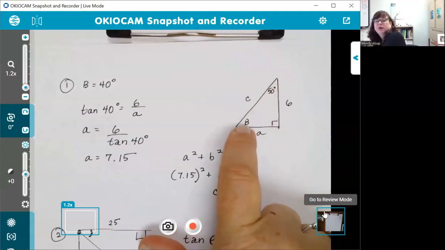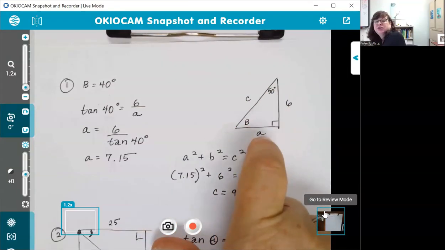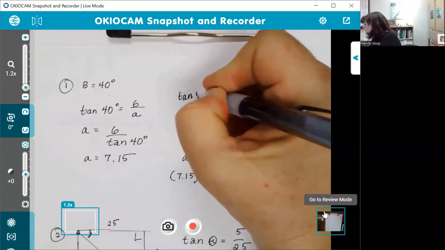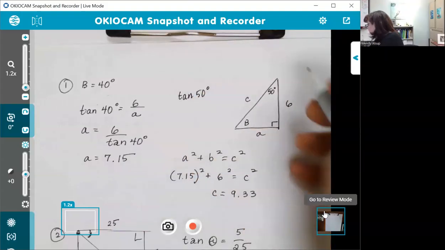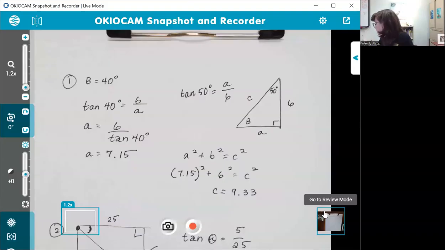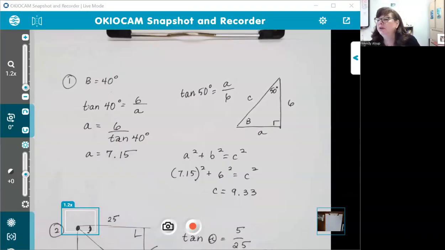I did this one. Tangent of 40 would be the opposite over the adjacent, or I could have done the tangent of 50 here. Tangent of 50 would have been the opposite over the adjacent, A over 6. And so then A would have been 6 times tangent of 50. But either way, you're going to get the same amount. 7.15 for the A. And then I use the Pythagorean theorem to get the C. All right, easy enough. All right, then on to number 2 here.